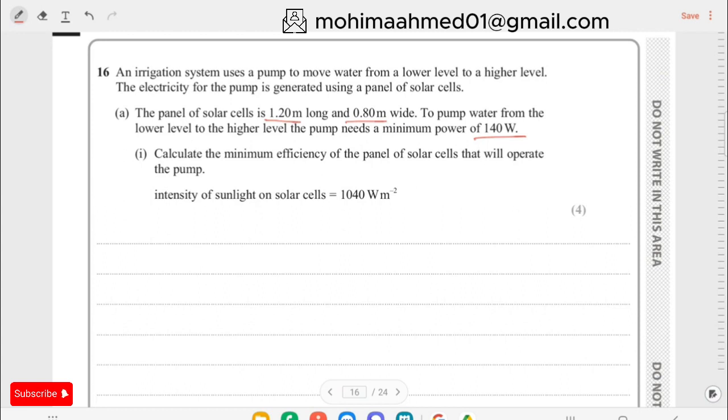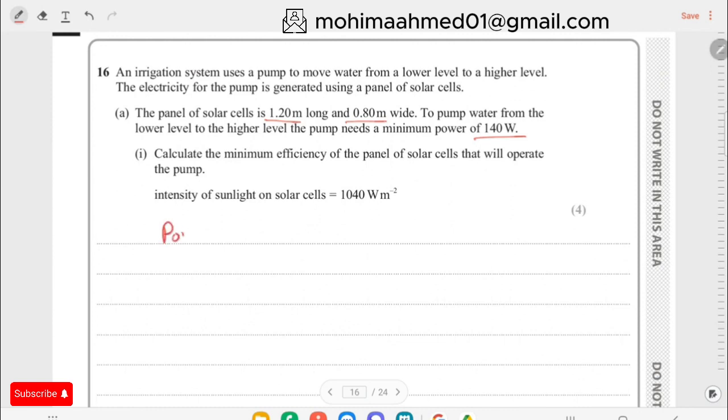Okay, so we can find out the amount of energy input in this situation, right? Because the intensity of the sunlight on the cells is 1040, and we can find out the area using the length and width values. So first try to find out the energy input in this situation. The energy input means the power input for this situation, right?